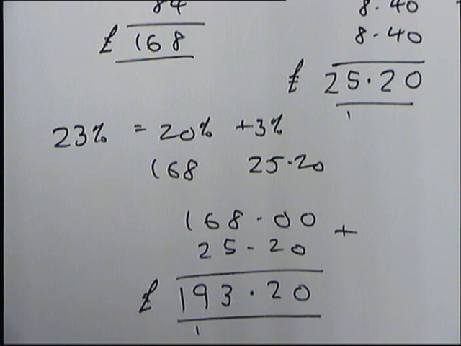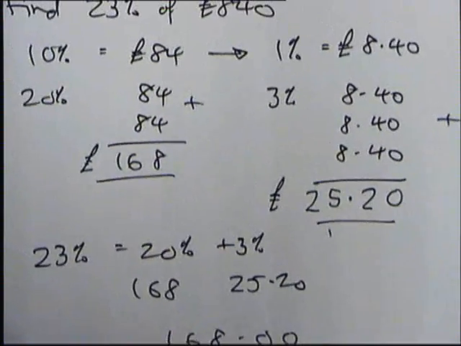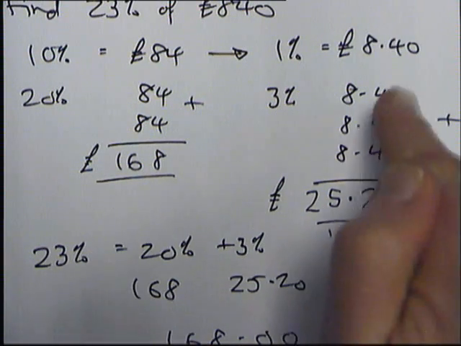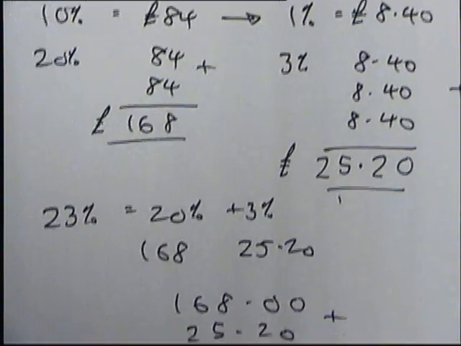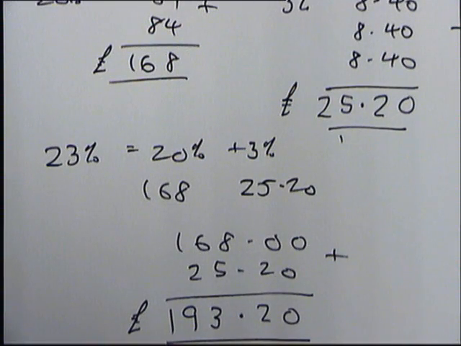23% is a nasty percentage, but I've been able to do it by breaking it down into 10, which is easy, doubling that to get 20, and once I have my 10, I could easily then get my 1%, and then 3 lots of 1% was my 3. 20 and 3 gave me my 23% that I was really after.